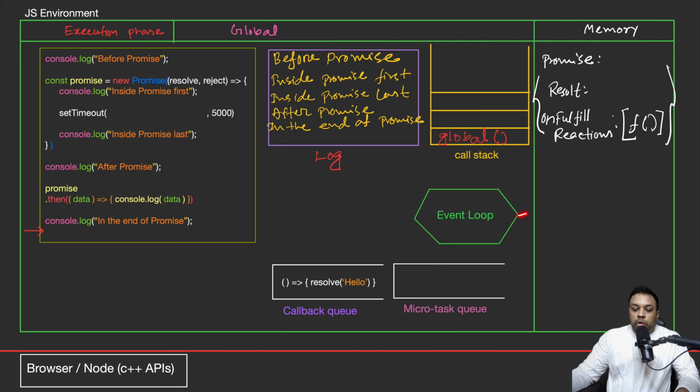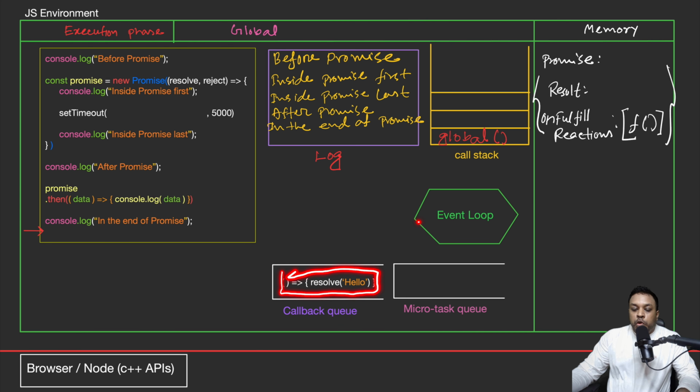And you already know that the event loop is always checking this call stack, whether there is any more function in the call stack at the top. If there is not, it will check is the global execution done. Global execution is done. So it will check the queues. First, it will check the microtask queue as it has higher priority, and then it will check this callback queue as there is nothing in the microtask queue. And here it saw there is a function in the callback queue.